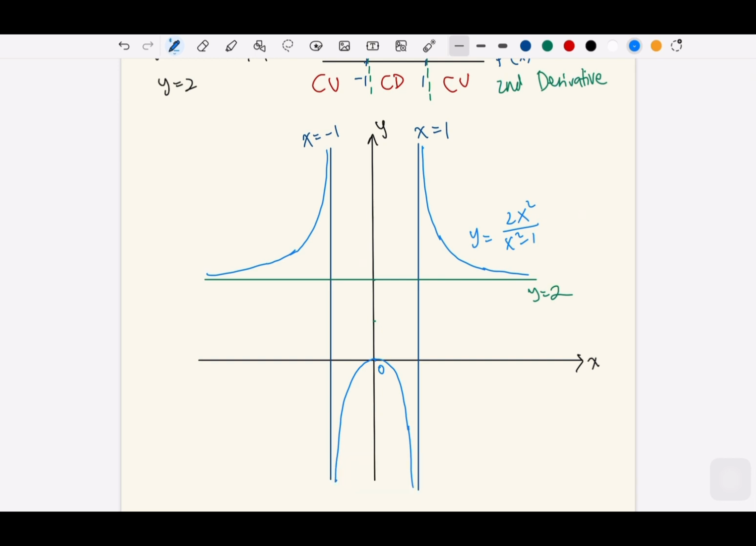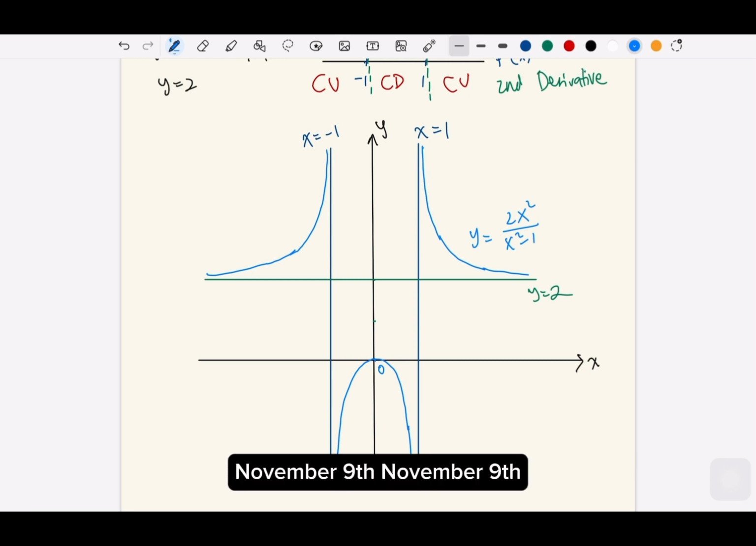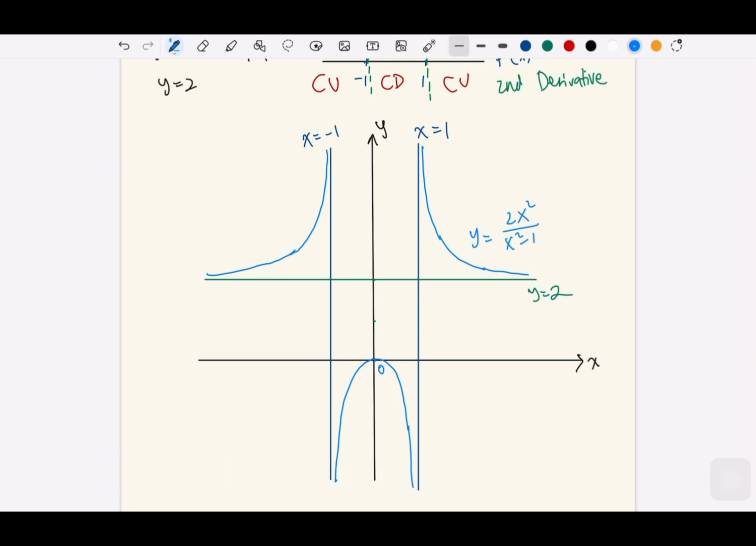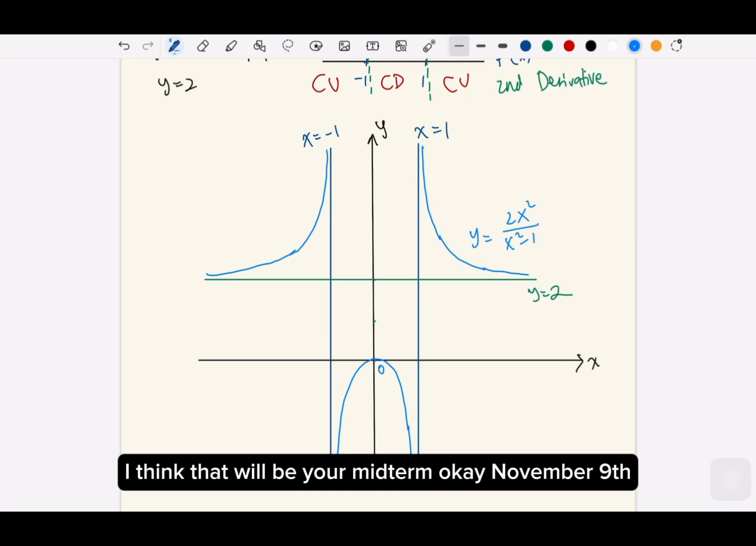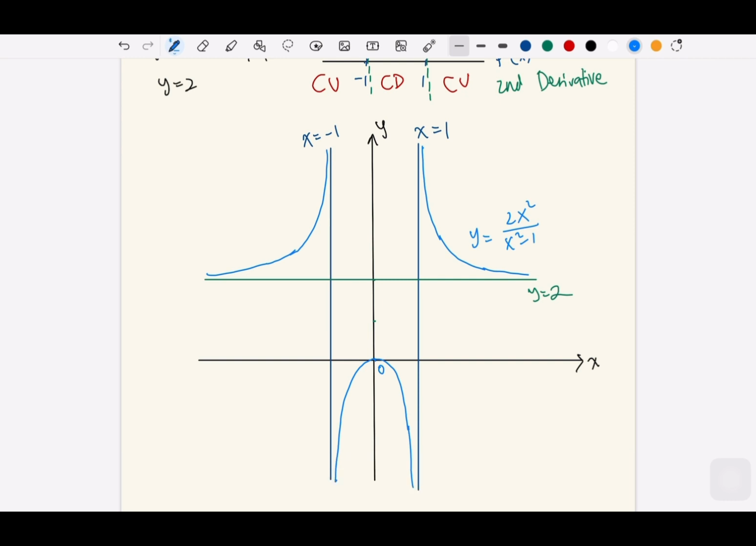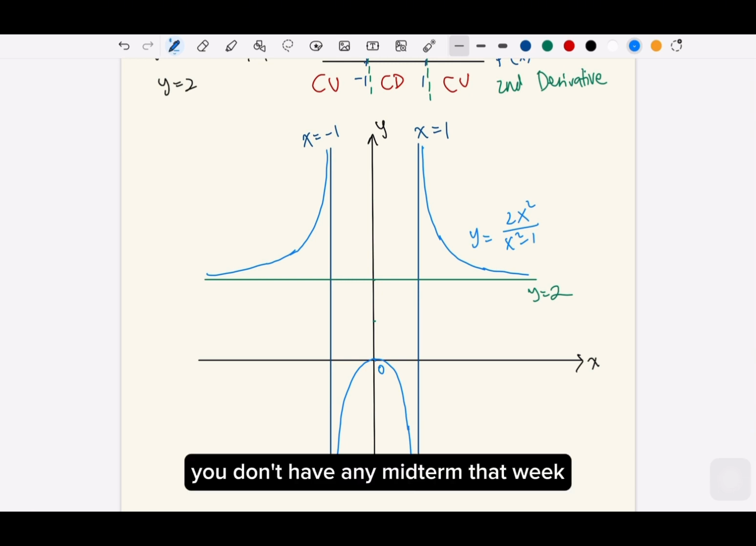Any questions? Are we going to do some bench test? Yes. Midterm, yes. Quiz now. What is the midterm? I think to be safe, it will be around 9. November 9. I think that will be your midterm, to be safe. You don't have any midterm that week, right?